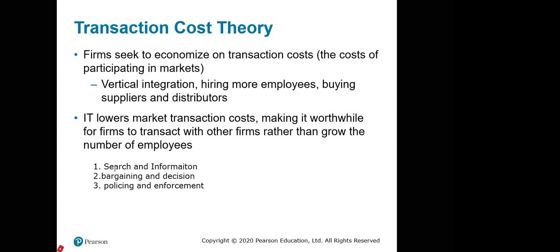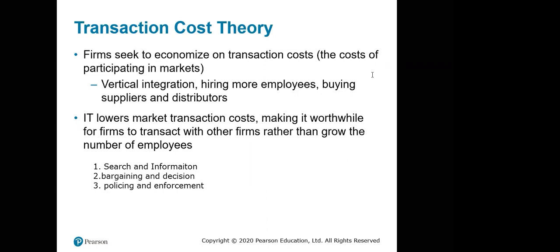The points involved in the transaction cost theory are, as one of our students said, search and information, bargaining and decision, and policy enforcement. You do bargaining, you make a policy, and you make enforcement on that. So these are the three different aspects where you minimize the cost, because if you hire more employees, it will cost you more.